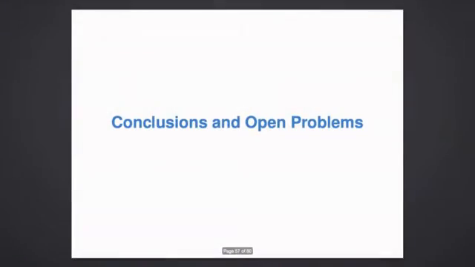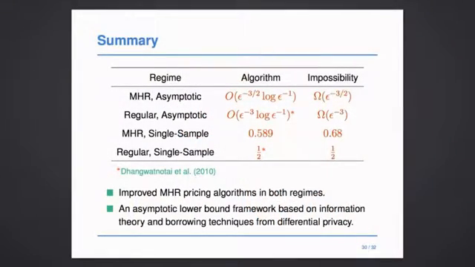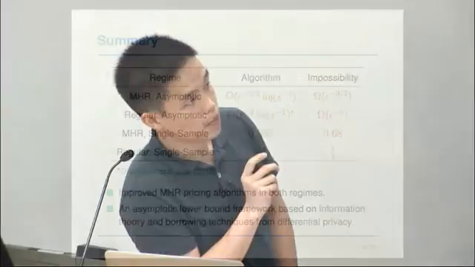All right, so I think I'll skip the impossibility results. And so this is kind of the summary of our results. For the 4 main regimes that we consider, we propose a couple of new results. For the asymptotic regime, we essentially have the right answer for both MHR and regular distributions. The sample complexity for regular distribution is 1 over epsilon cubed, and the sample complexity for MHR distribution is 1 over epsilon to the 1.5.